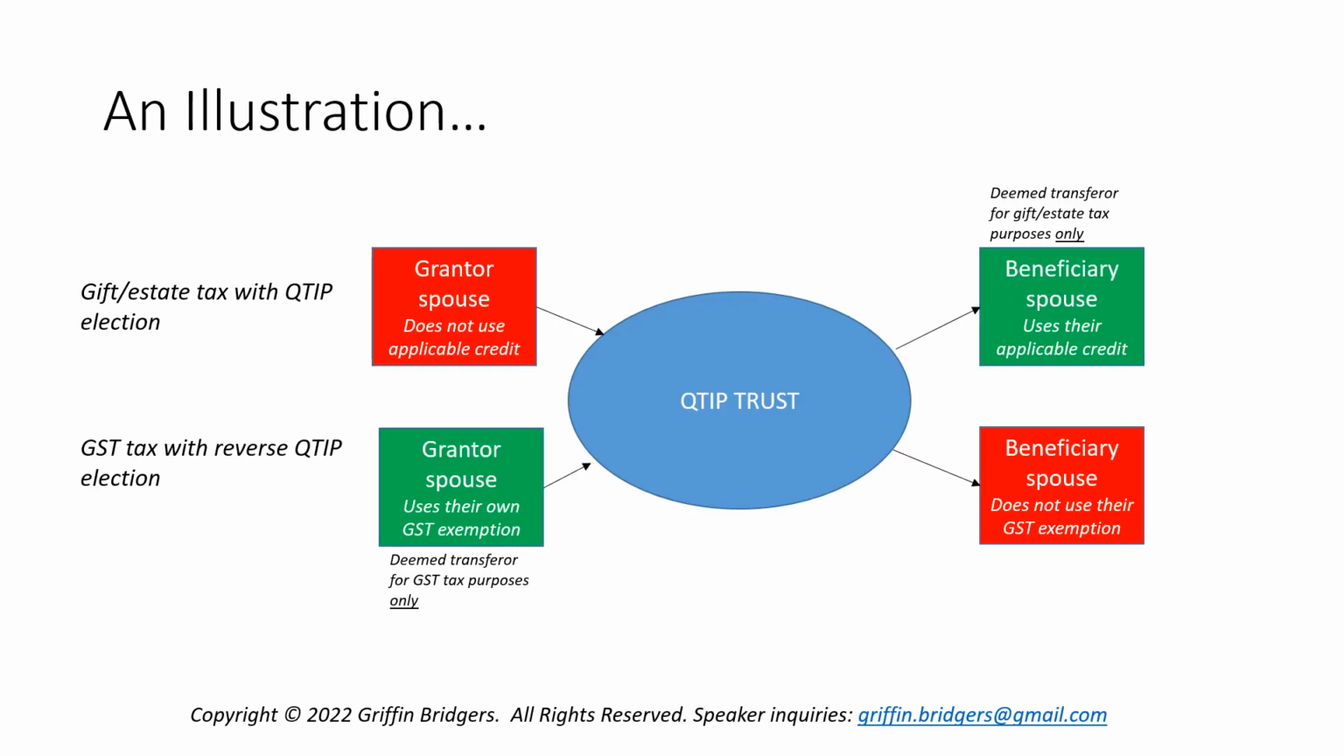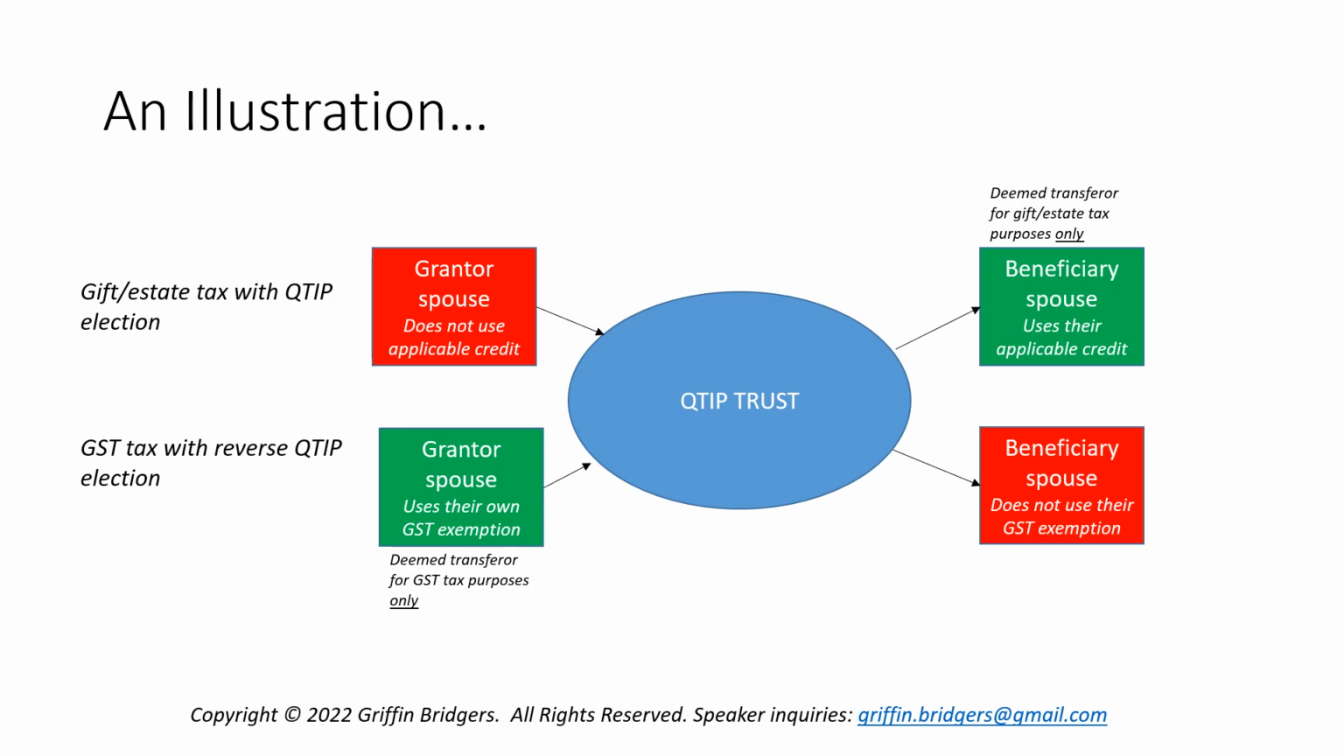So I know that's confusing, but I think the best way to illustrate it is to kind of identify who is the transferor for either estate and gift tax purposes or for generation skipping transfer tax purposes. So here we see a QTIP trust, and we have the grantor spouse on one side and the beneficiary spouse on the other. So for gift and estate tax purposes with the QTIP election, the grantor spouse does not use their applicable credit for a transfer to the QTIP trust because that's offset by the marital deduction.